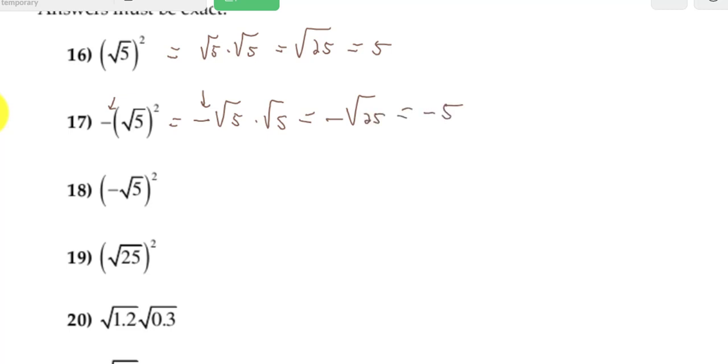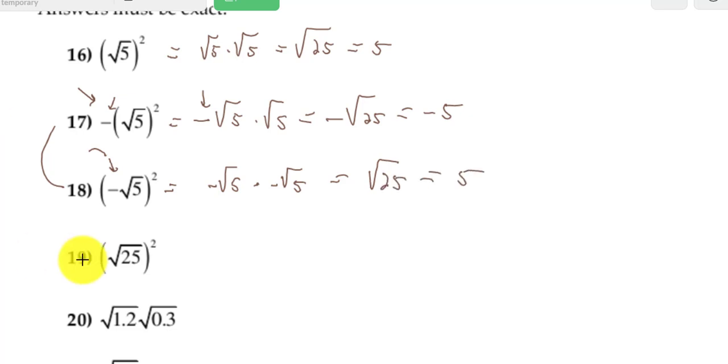Okay? And now the negative is inside the parentheses. Notice the difference between 17 and 18. First one, negative's on the outside. Now the negative is on the inside. So this is saying negative square root of 5 times negative square root of 5, which would equal, well, negative times a negative is a positive, and 5 times 5 is 25. So here's my final answer. Okay? Let's do one more.